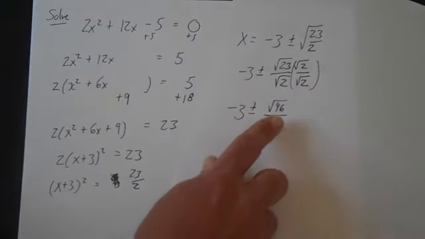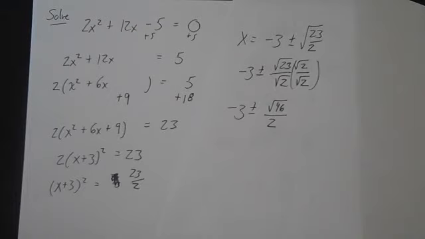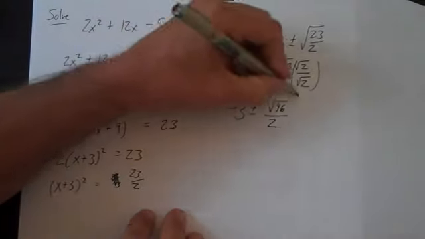Now I have to think for a second, can I simplify square root of 46? 2 goes into it, that doesn't help me. 4 doesn't go into it. 9 doesn't go into it, so that's my final answer right there.